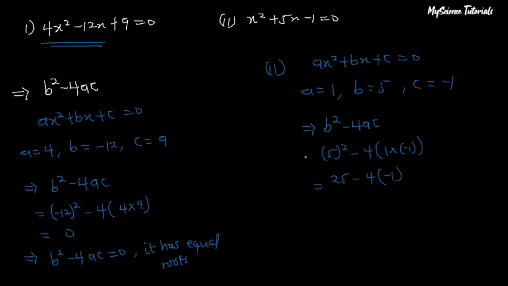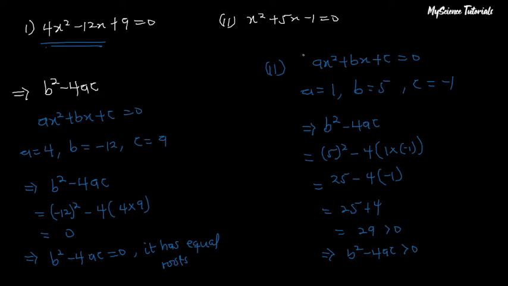And then it means I have 25. Negative 4 multiplied by negative 1 will give me positive 4. So I have 4 over here. So this is equal to 29. And 29 we know is greater than 0. So what it means is that my discriminant, which is b squared minus 4ac, is greater than 0. And remember, when we have the discriminant being greater than 0, it means it has what? It has distinct or different roots.